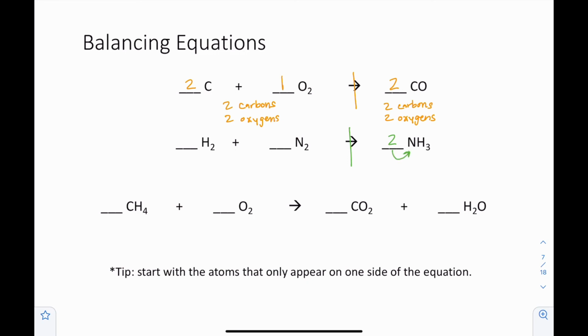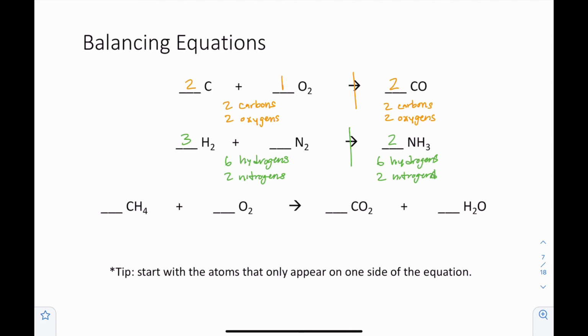So this means 2 nitrogens, but it also means 2 times 3 hydrogens, or 6 hydrogens. So to make 6 hydrogens on the other side, I'll need to put a coefficient of 3 because 3 times 2 equals 6 hydrogens. That gives us 6 hydrogens on the left and 6 hydrogens on the right, and 2 nitrogens on the left and 2 nitrogens on the right.